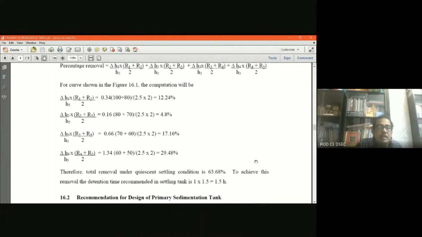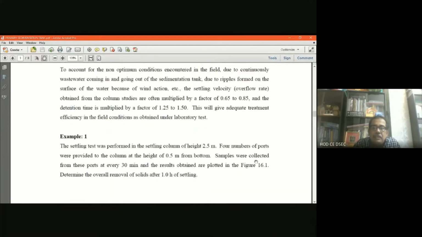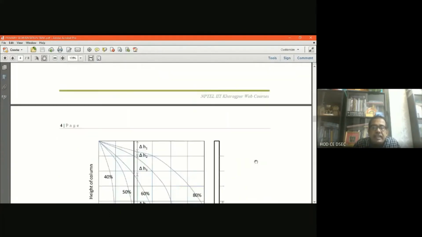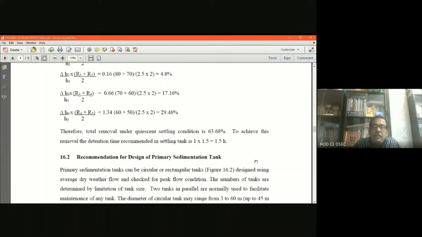So for the total removal, just add them up. That means 12.24 plus 4.8 plus 17.16 plus 29.48. If you add these, the total removal under this quiescent condition is 63.68%. Now, I have told you in the theory portion that the detention period can be multiplied by a factor of 1.5. So here 1 hour becomes 1 into 1.5, that is 1.5 hours, which is recommended for settling. That is the detention time recommended: 1.5 hours.